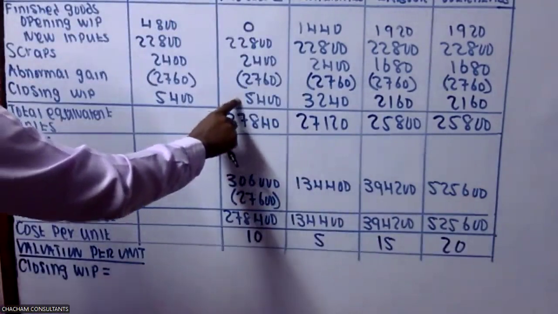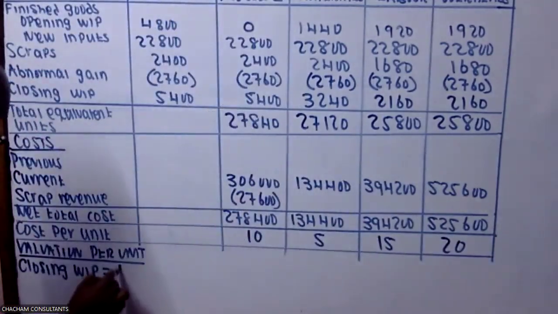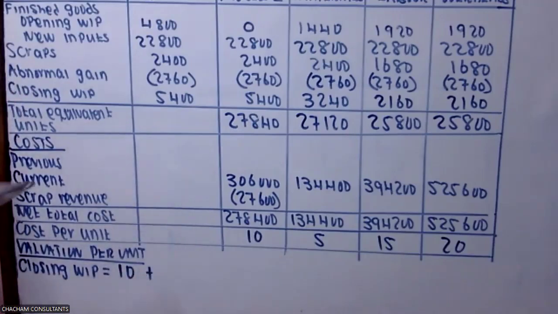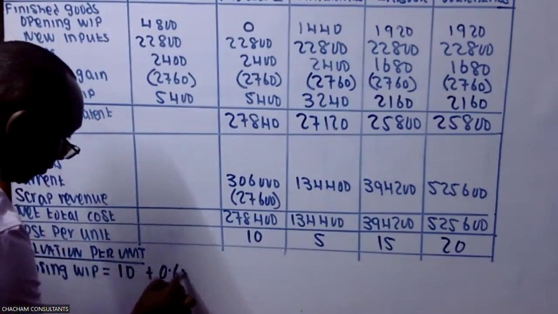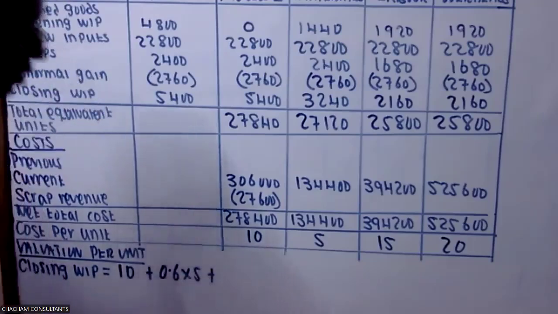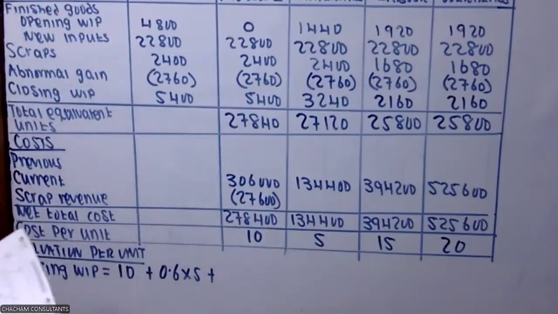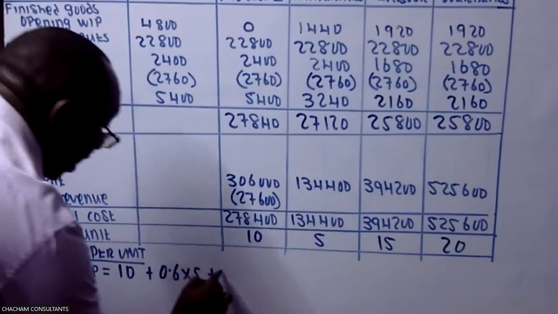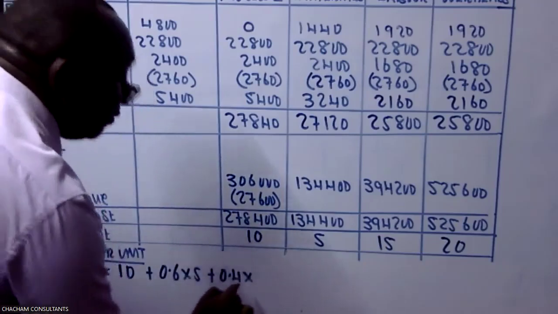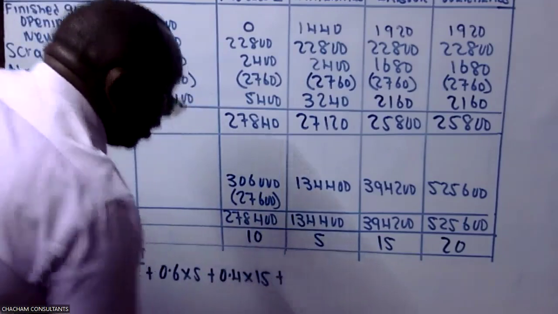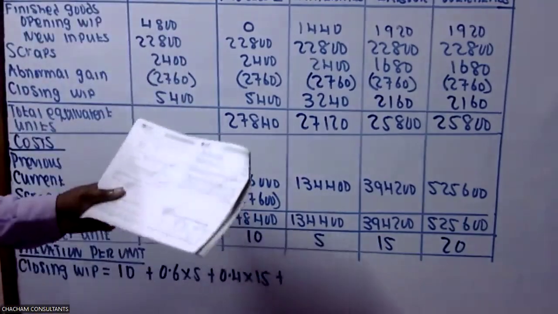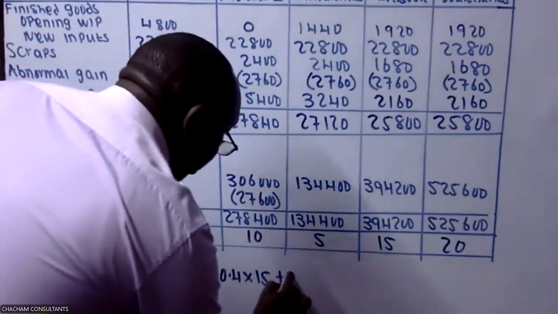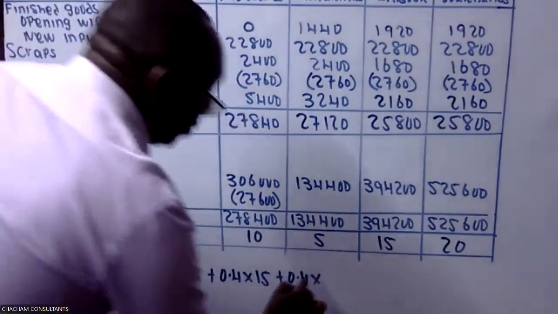100%. So unaipea this 10. Then for the materials, it was 60%. So unaipea 0.6 of these 5. Kwa labor, it was 40%. So unaipea 40% times 15. And then kwa overheads, unaipea 40% of 20.